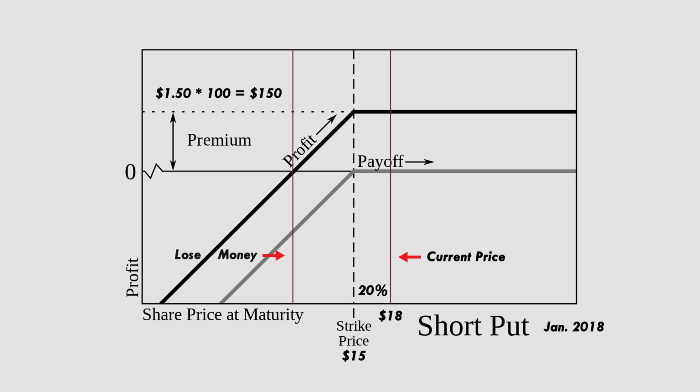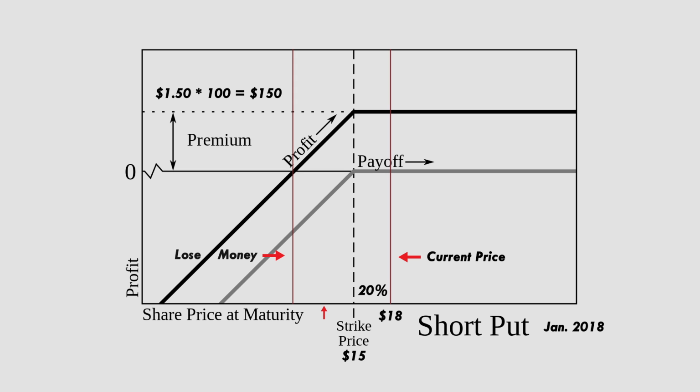There are two situations that can happen. One is that you predicted correctly and the stock maintained its price above $15. In return, you receive $150, and that's your money permanently. The second situation that happens is that you predicted wrong and the stock dropped below $15.